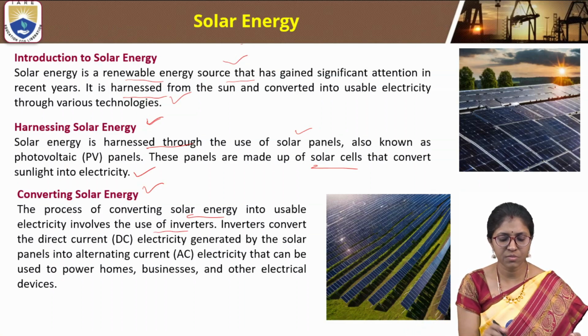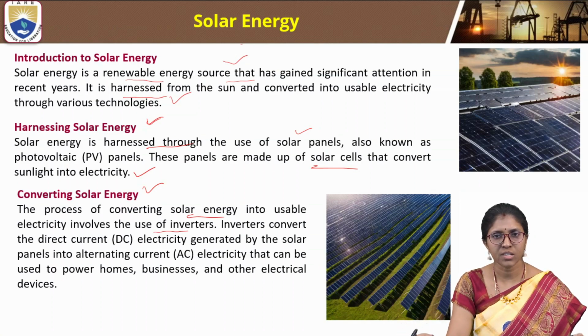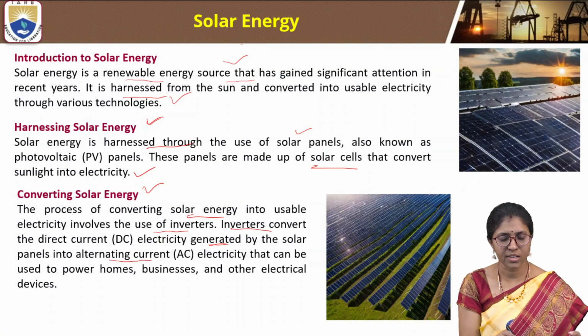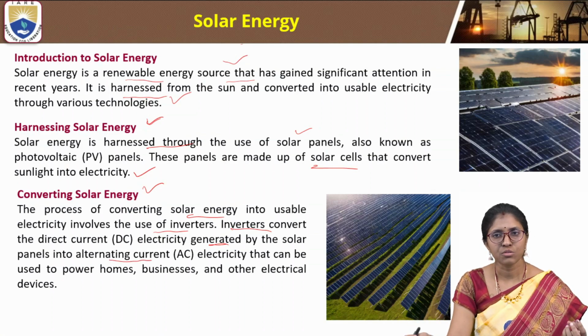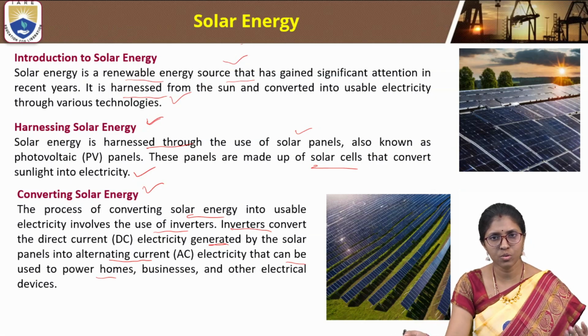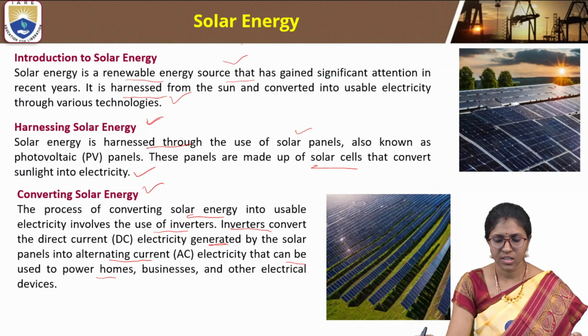It involves the use of inverters. Inverters convert the direct current, the DC electricity generated by solar panels, into alternating current. These inverters convert DC to AC, which can be used to power homes, businesses, and other electrical devices.